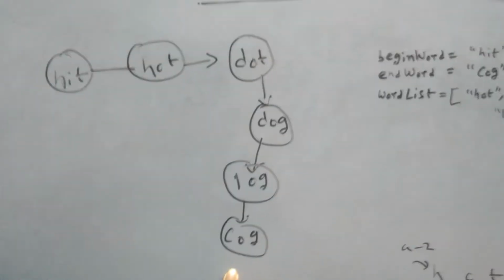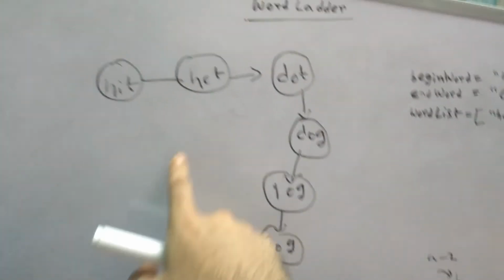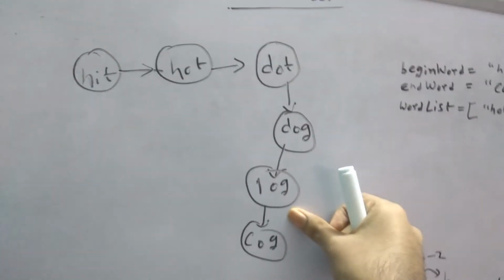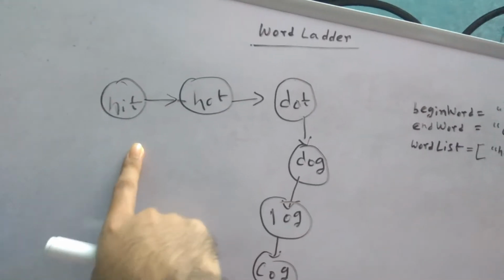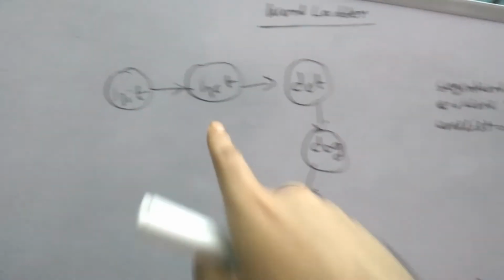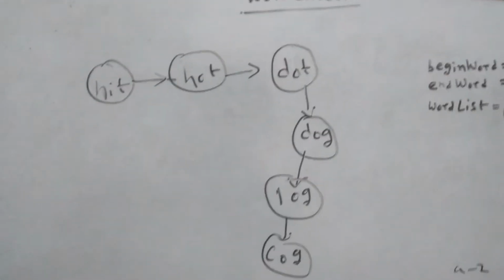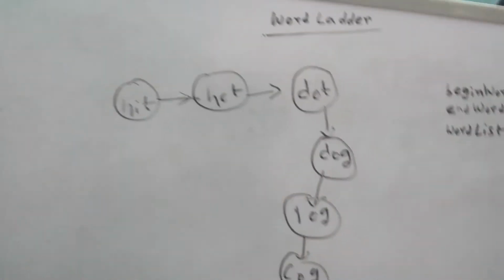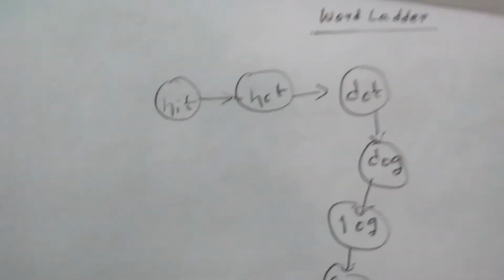That is cog. So what is the path we take? How many edges are there? 1 2 3 4 5. So we will be taking a total of 5 steps for reaching from hit to cog. So what are the steps? Hit to hot, hot to dot, dot to dog, dog to.